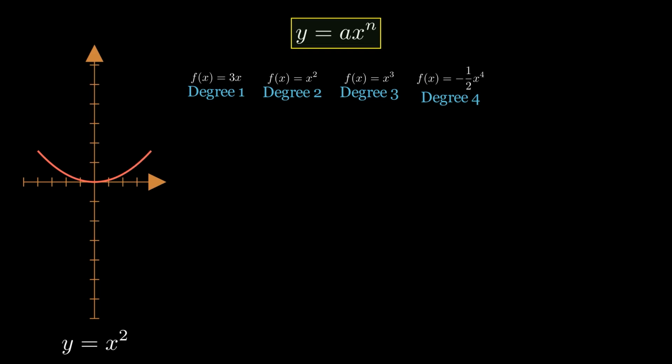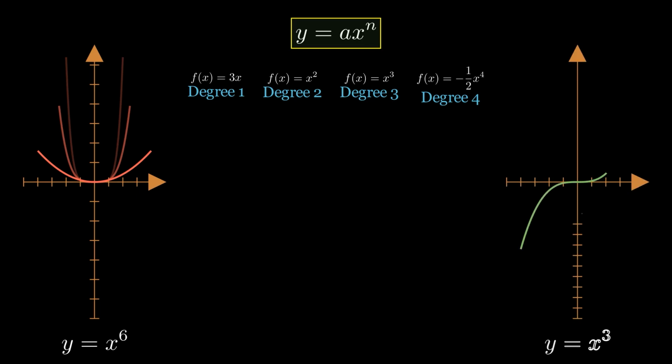There is nothing new here. This is just a quadratic function we looked at in the previous video. But the nice thing about power functions is that if we know how to graph one of them, we can graph any power function. As we increase the degree of the even power function, the graph will become steeper, but the general shape will remain the same. Same is true for odd power functions. As we increase the degree of the odd power function, the graph will become steeper, but the general shape will remain the same.